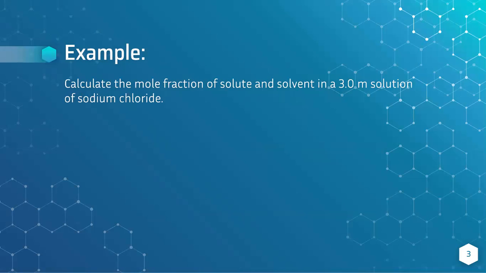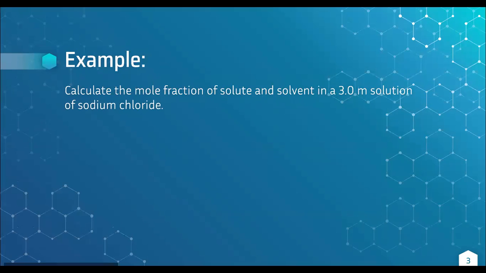Okay, so the first thing that I'm going to do is write down what this little m means. So I'm going to rewrite this as we have a 3.0 molal solution, and this is 3.0 moles NaCl, sodium chloride, per 1 kilogram of water. Right, this is an aqueous solution.